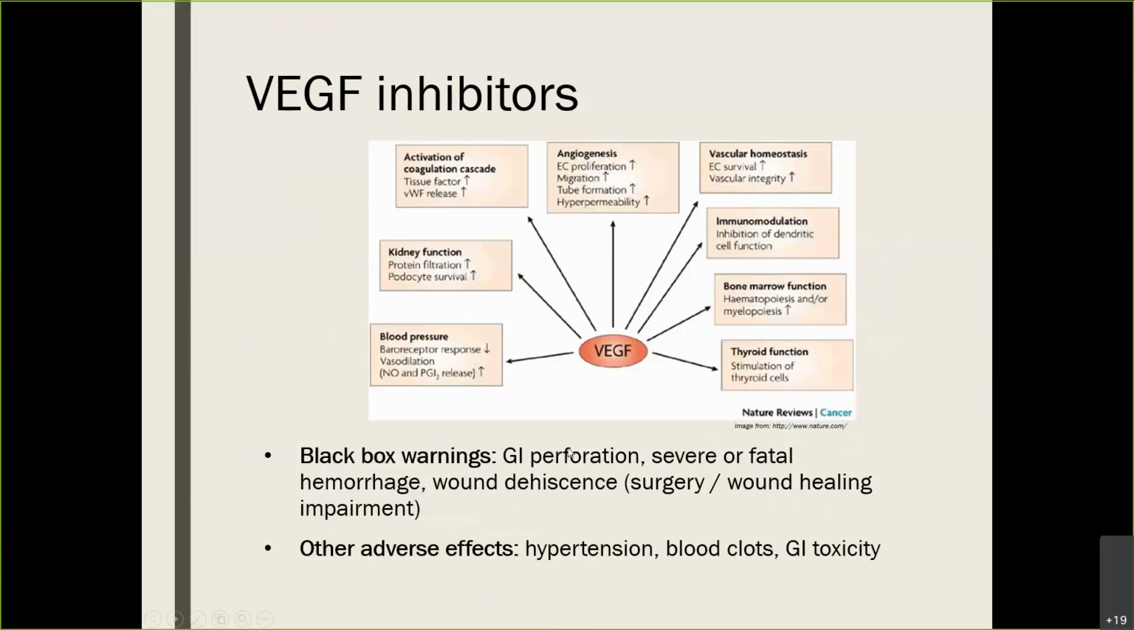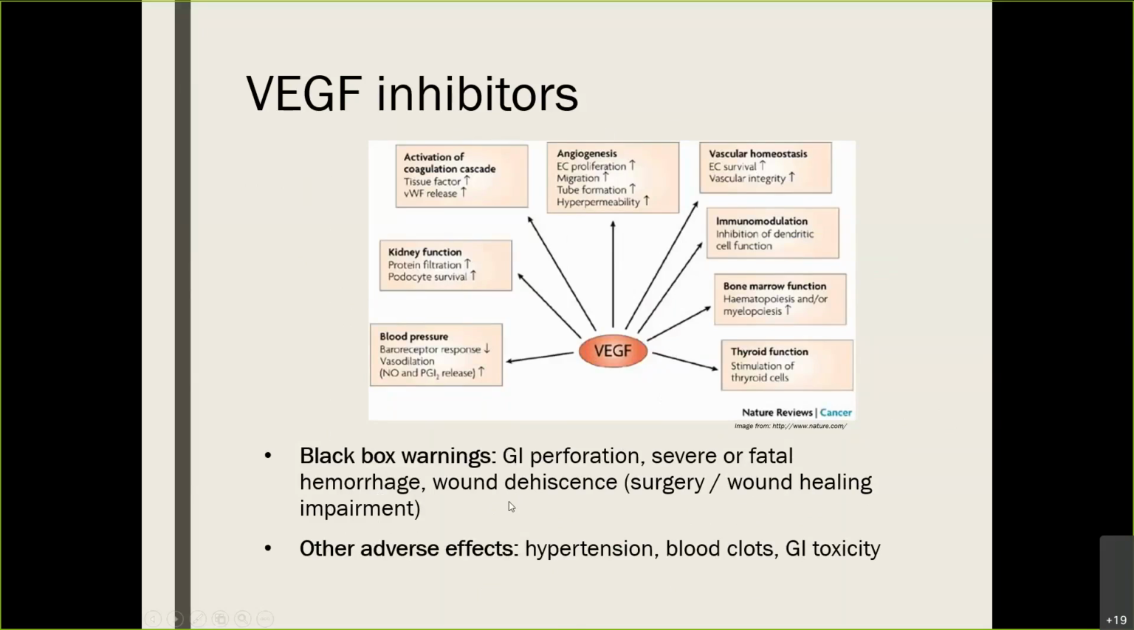The biggest concern regarding VEGF inhibition is we're really affecting all of these functions here. We're affecting blood pressure and increasing blood pressure. We're decreasing kidney function. We're looking at the coagulation cascade and angiogenesis and homeostasis and marrow functions. We have a lot of different effects from VEGF that, if you inhibit it, can lead to problems.